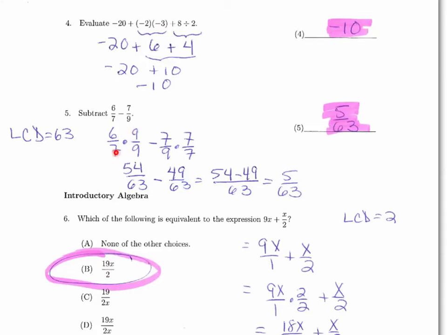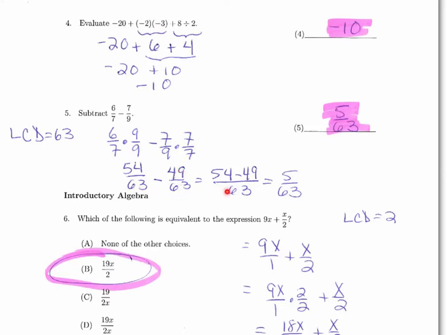And so 7 times 9 is 63. 6 times 9 is 54. Then on this one, 9 times 7. For this guy, 7 times 7 is 49, and then 9 times 7 is 63. We multiply by the 7 over 7 because the 9 here is missing the 7 to get you back to the LCD. Once you have common denominators, you can subtract across the numerators.